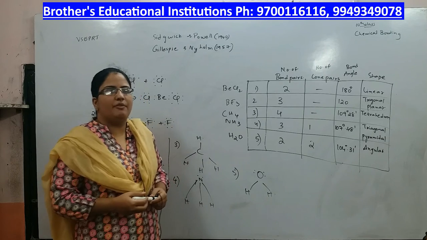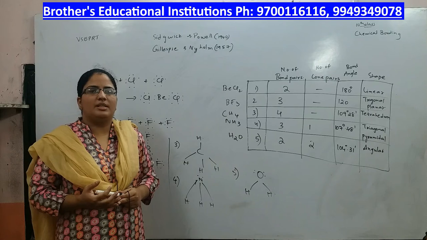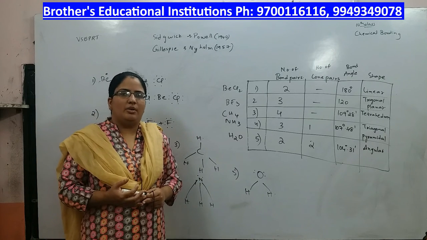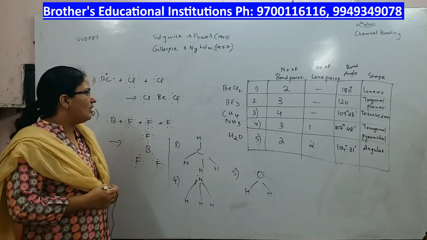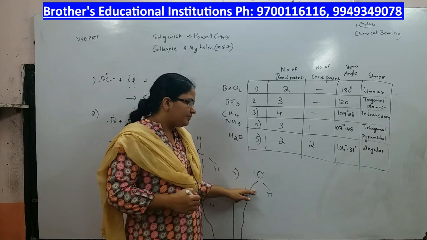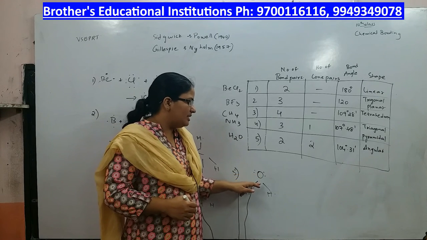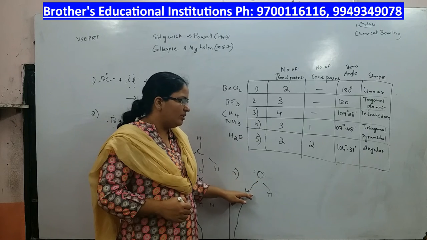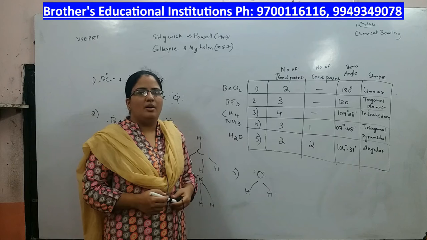The next point is, if you know the number of lone pairs and the number of bond pairs, you can tell the shape of the molecule. The third point in this is, a lone pair occupies more space than a bond pair, because a lone pair is attracted by only one nucleus, whereas a bond pair is attracted by two nuclei. So a lone pair causes more repulsion than a bond pair.